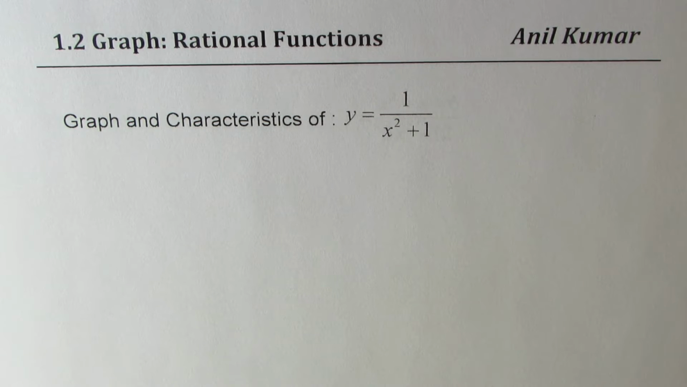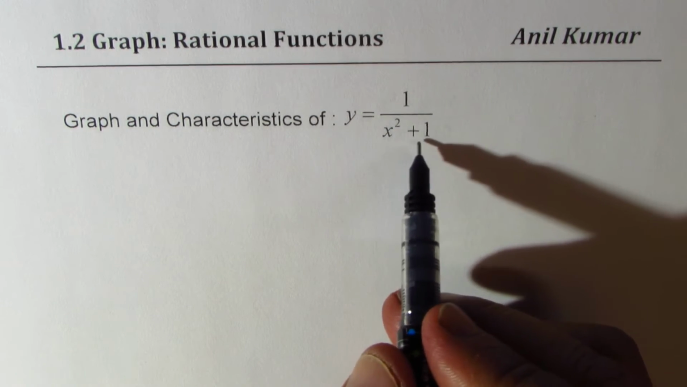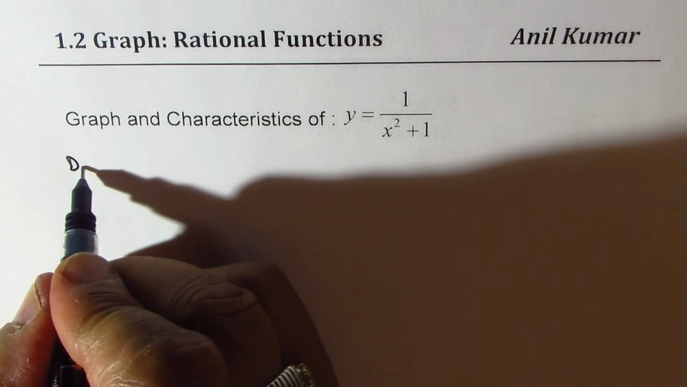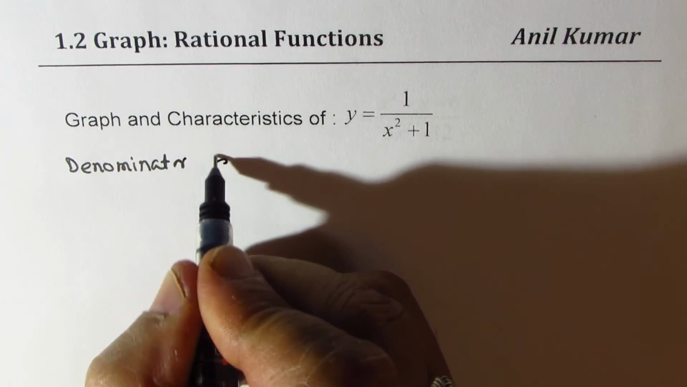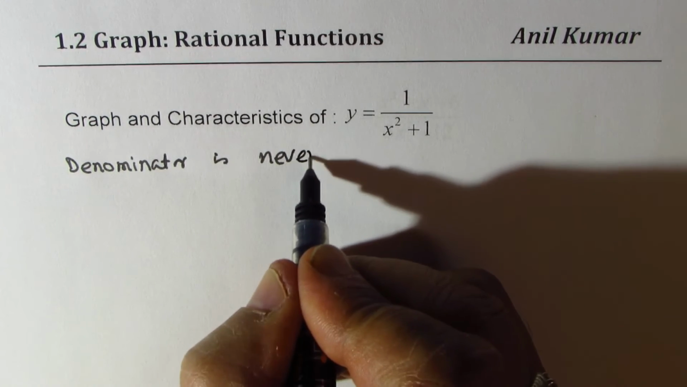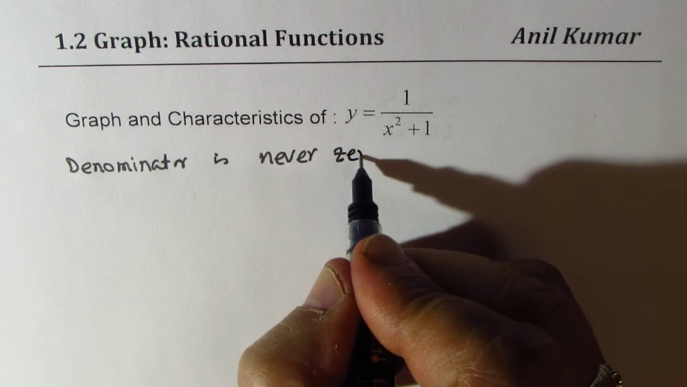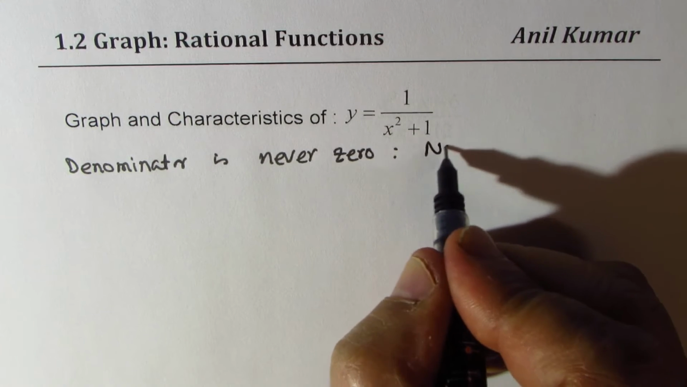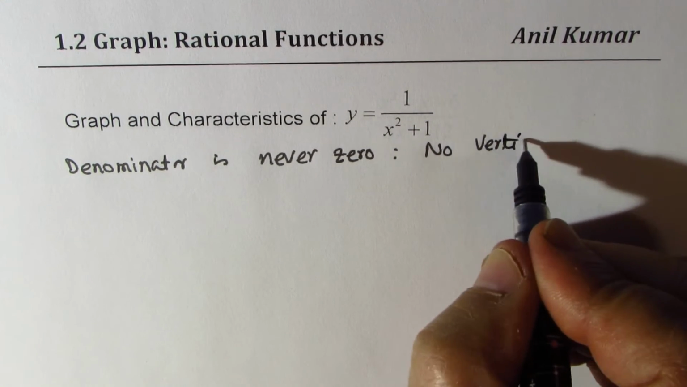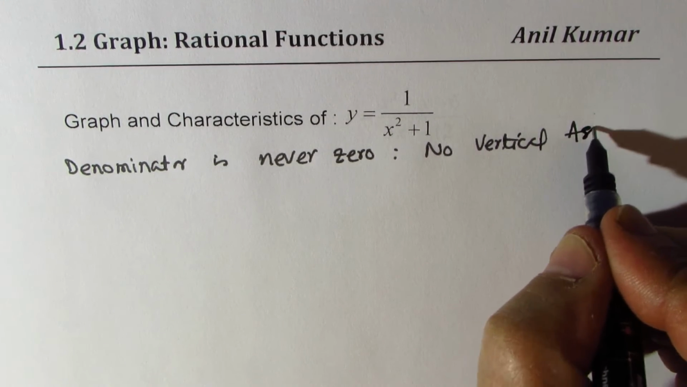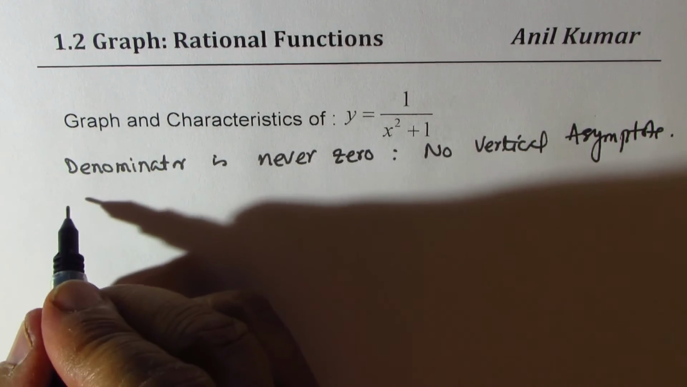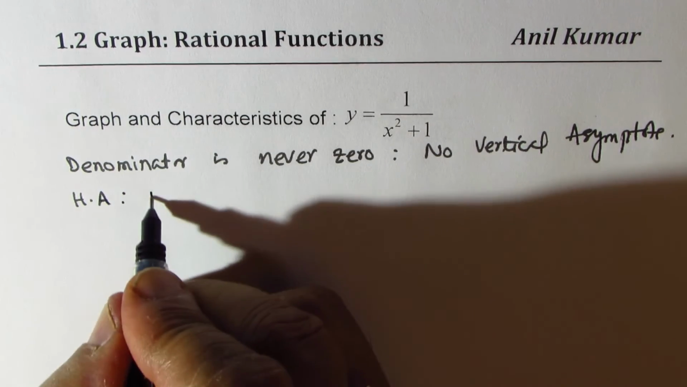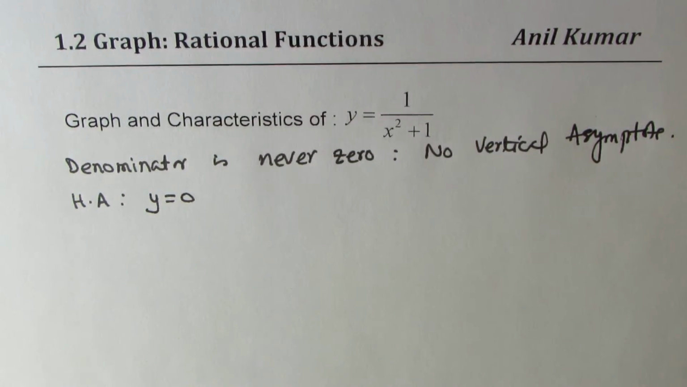Now here is another very interesting example. Y equals 1 over x squared plus 1. Now here what you notice is that denominator is never 0. That means no vertical asymptote. Degree of denominator is higher. That means we have a horizontal asymptote which is y equals 0, right? Since the degree is higher.